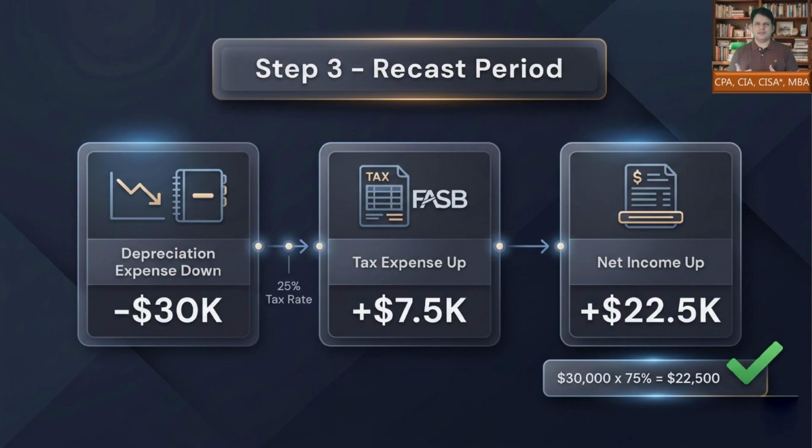$22,500. The check is simple. $30,000 multiplied by 75% equals $22,500 after tax. This correction then flows into ending retained earnings for 20x4. The important point is that the correction belongs in the comparative 20x4 column, not the current 20x5 income statement. Restatement places the correction where the error occurred.